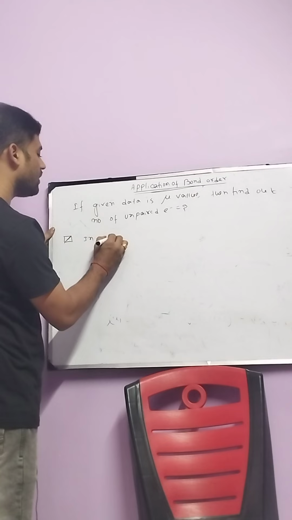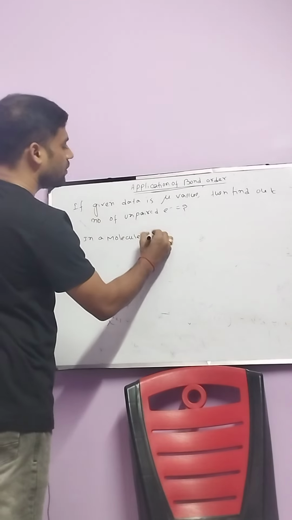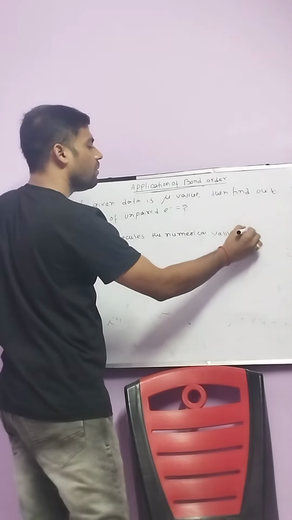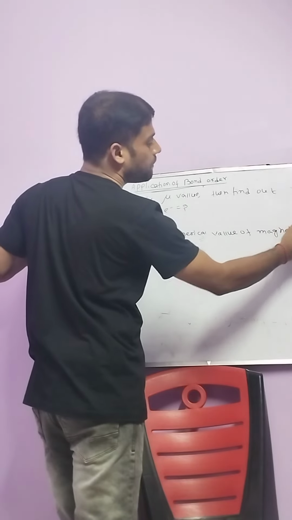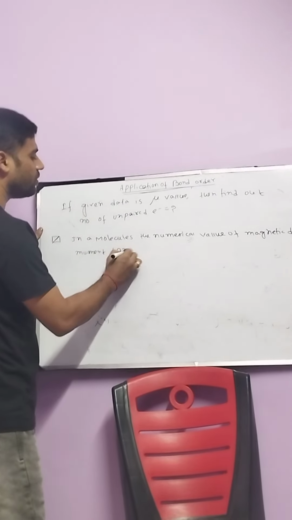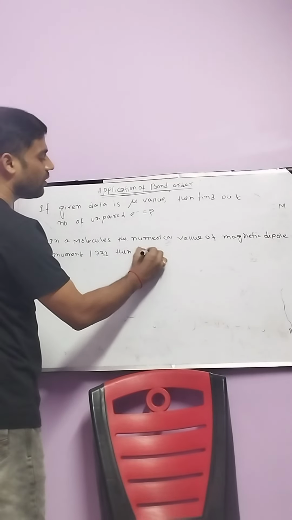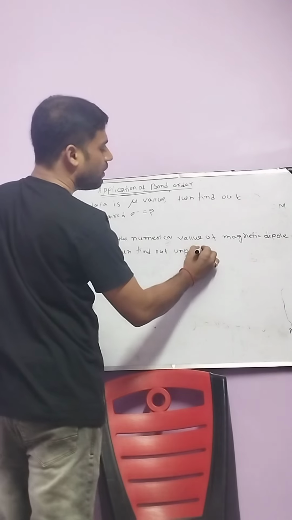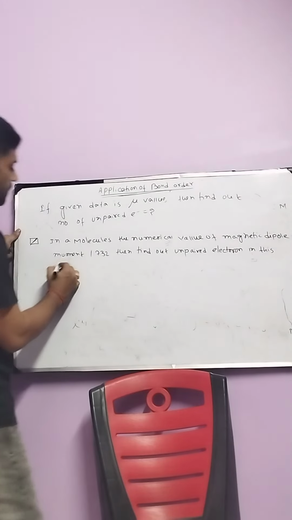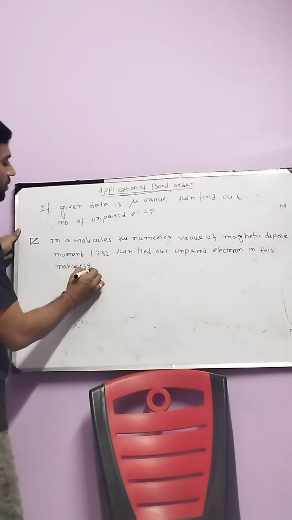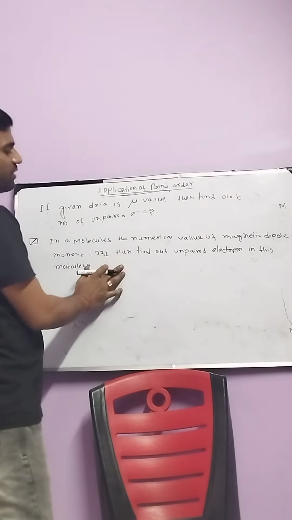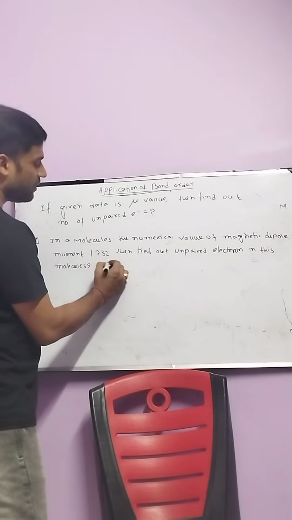We can write this as one question: in a molecule, the numerical value of the magnetic dipole moment is 1.732. Then find out the unpaired electrons of the molecule. This is the reverse question of the magnetic dipole moment. The mu data is given, the magnetic dipole moment is given, then find out the unpaired electrons. That means calculate the n value.